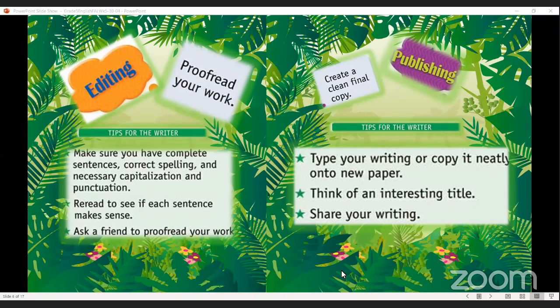Now comes the final part, your final copy, your neat draft. I call it publishing because if it's really, really good, you can send it to me. See? So you create a clean final copy. You can type it, you can write it. It doesn't really matter, whatever suits you best. And you can think of an interesting title. And then you can share your writing.